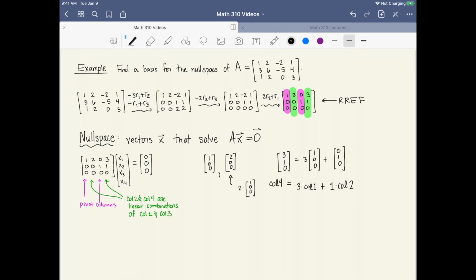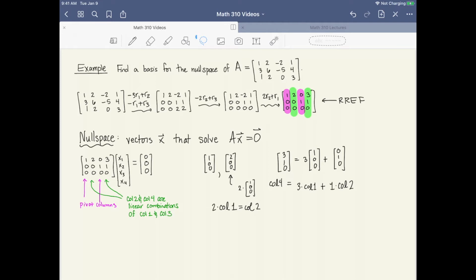So these linear relations, that 2 times column 1 is equal to column 2, and then 3 times column 1 plus column 2 giving me column 4, show me that the two columns that I highlighted in green are really linear combinations of the two columns that I highlighted in pink.